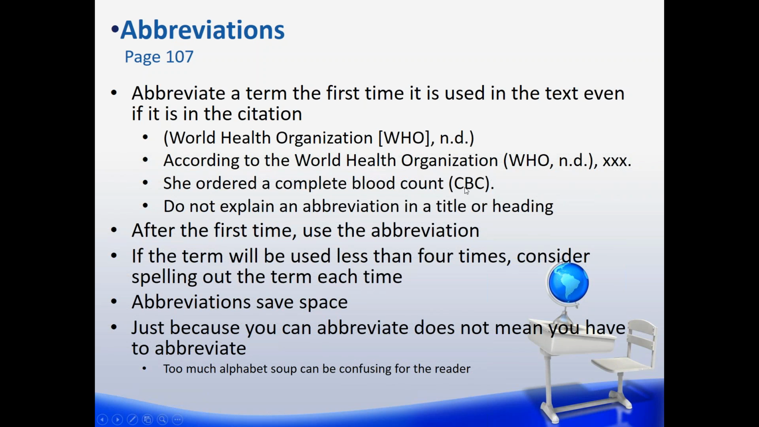Otherwise, you just abbreviate as you're going along. Do not explain an abbreviation in a title or a heading, and after the first time it's been explained, just keep using the abbreviation. If you're only going to use a term less than 4 times, consider spelling it out each time. Abbreviations are used because they save space, but just because you can abbreviate doesn't mean that you have to, and too much alphabet soup is confusing for your reader.